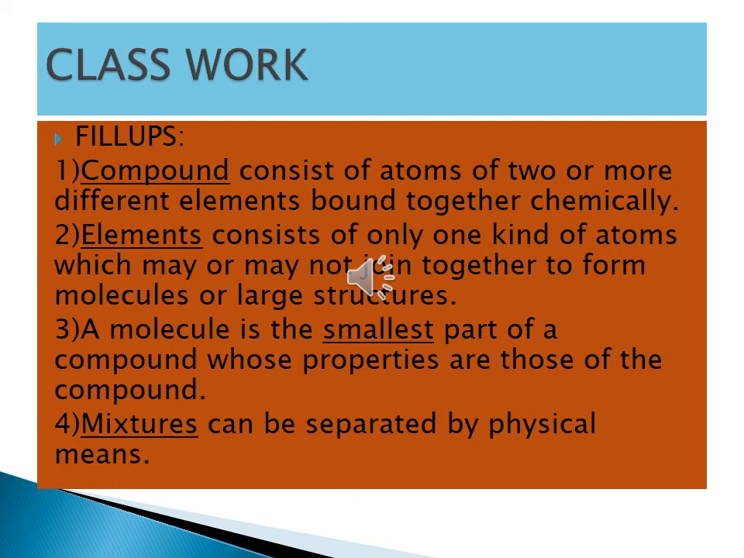First, fill in the blanks. This is lesson 2. Write the classwork. Fill ups. First question: dash consists of atoms of two or more different elements bound together chemically. That is compound. Underline the word compound. Then the second question: elements consist of only one kind of atoms which may or may not join together to form molecules or large structures.